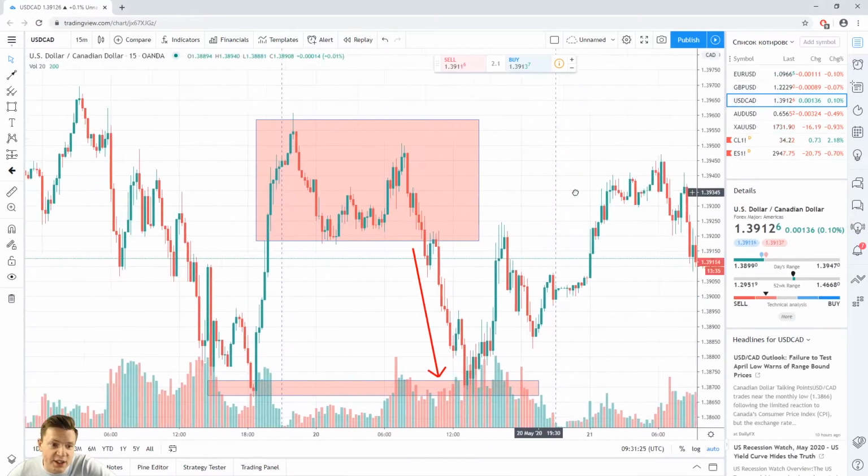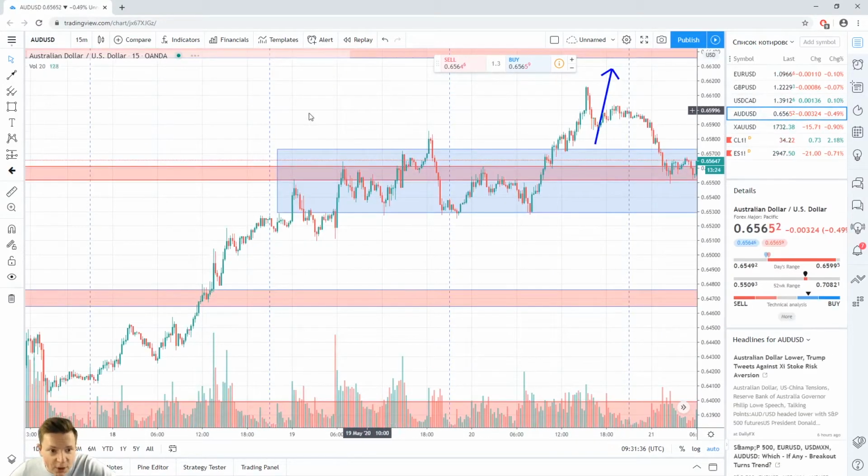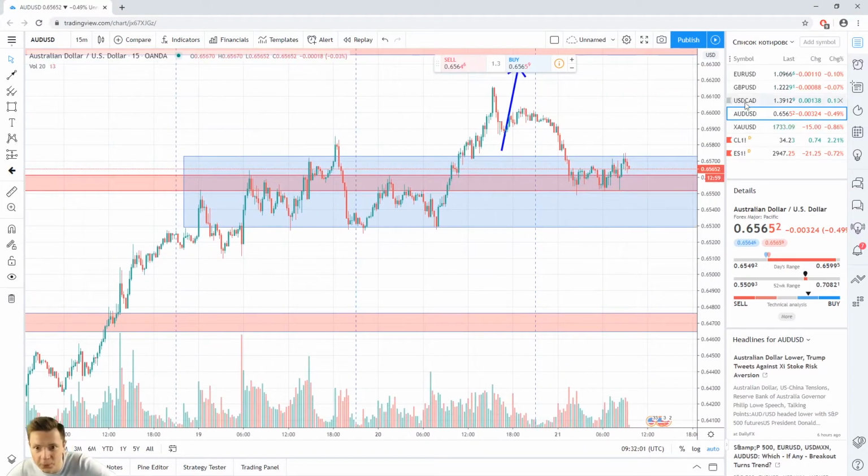USD Canadian dollar, and in USD Canadian dollar I recommended you short yesterday, and as you can see price hit our first target around 1.3860. Aussie USD, I recommended you long this instrument. The price broke this consolidation with an impulsive movement like here, then pulled back like here, and it was my recommendation for the long. As you can see, price a little bit did not hit our first target, unfortunately. That's why I cannot say this idea worked pretty good.